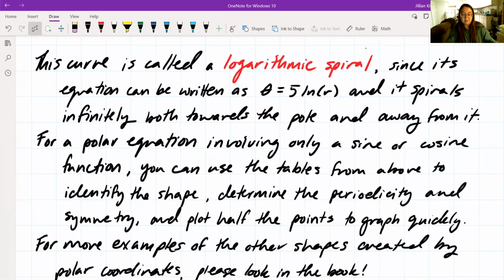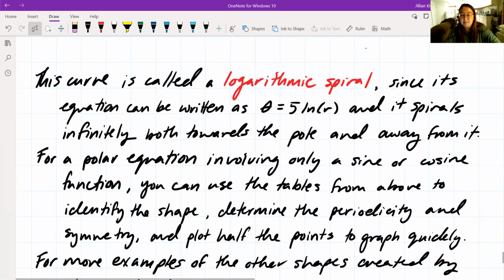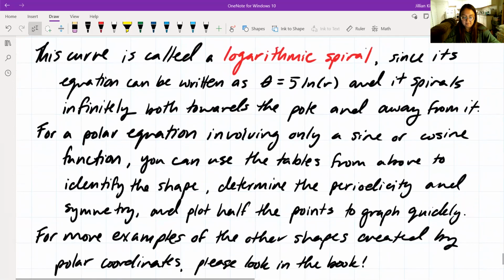So the curve that we just went over is called the logarithmic spiral. It can also be written as theta equals 5 times the natural log of r, so that's why we call it the logarithmic spiral. It spirals infinitely both towards the pole and away from it. For a polar equation involving only a sine or cosine function, you can use the tables from above to identify the shape, determine the periodicity and symmetry, and then plot half the points to graph quickly.